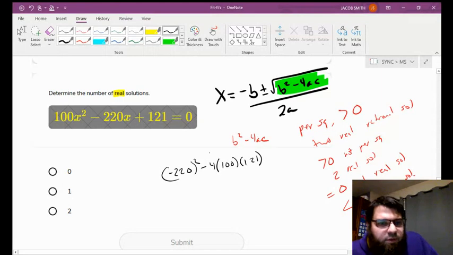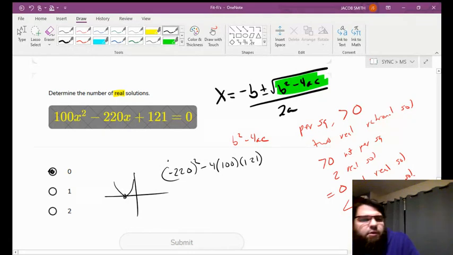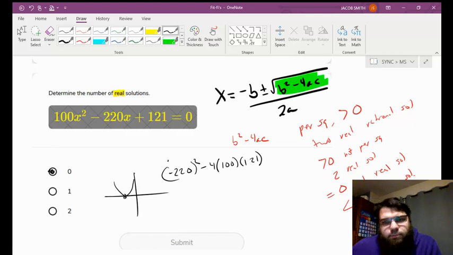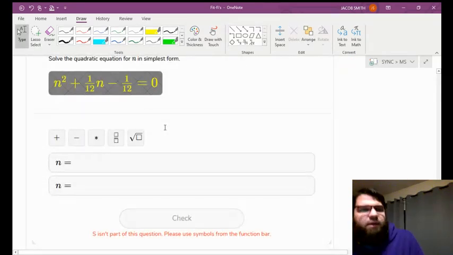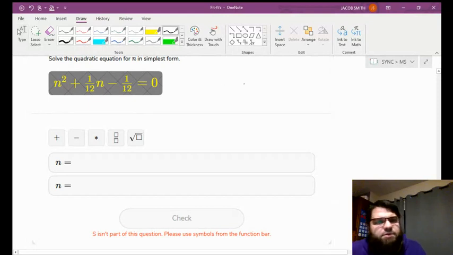So that means this is going to be 0, so that means this is going to be one of those where it goes like this, and it touches, but it doesn't go all the way through. You have one intersection, but it doesn't go past it. All right, and then the last one, we have solve the quadratic equation for n in simplest form. So we want n, we want the roots for this quadratic.